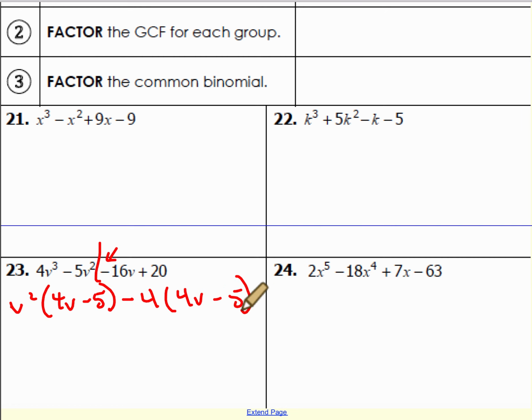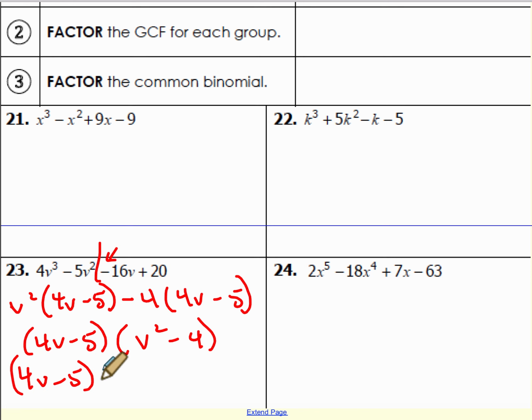So now I take out my common binomial and group what's left over and look to see if I can factor any more. In this case, v squared minus 4 is a difference of squares. That is not always going to happen, but always double check. And there we have it.